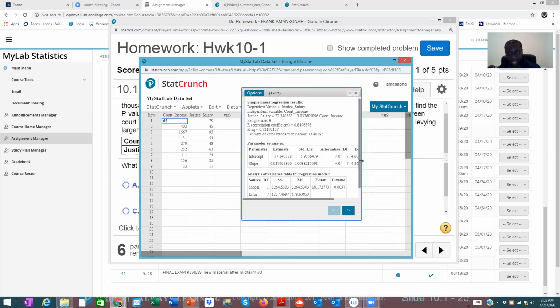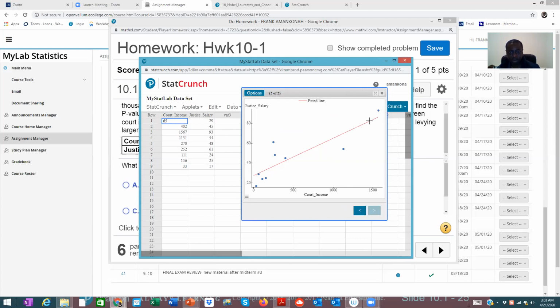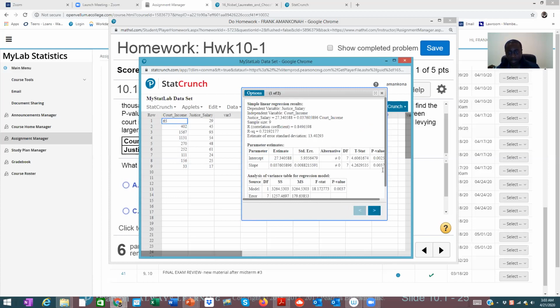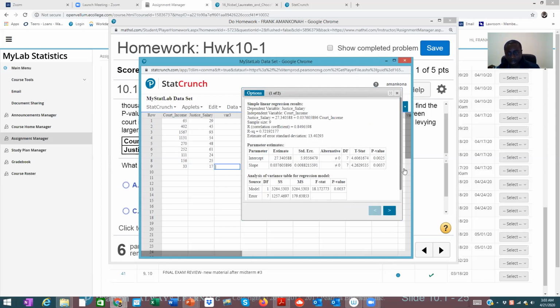All right. If I compute this, look at this, this is my scatter plot right there. Justice income is the Y axis, and court income is the X axis. Right? Now, let us make this bigger. Now, what is my test statistic? Which is that same value that we calculated.